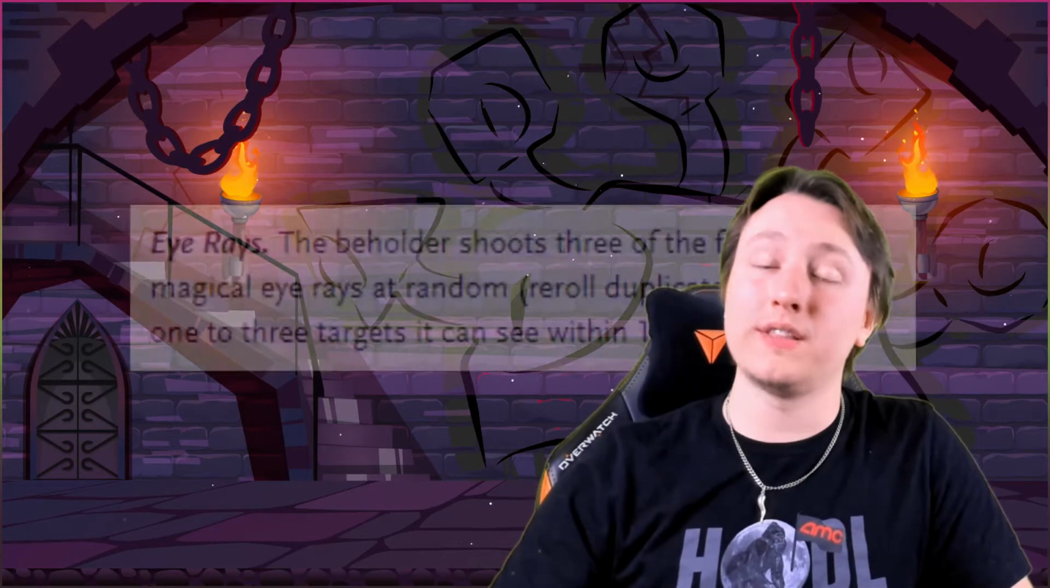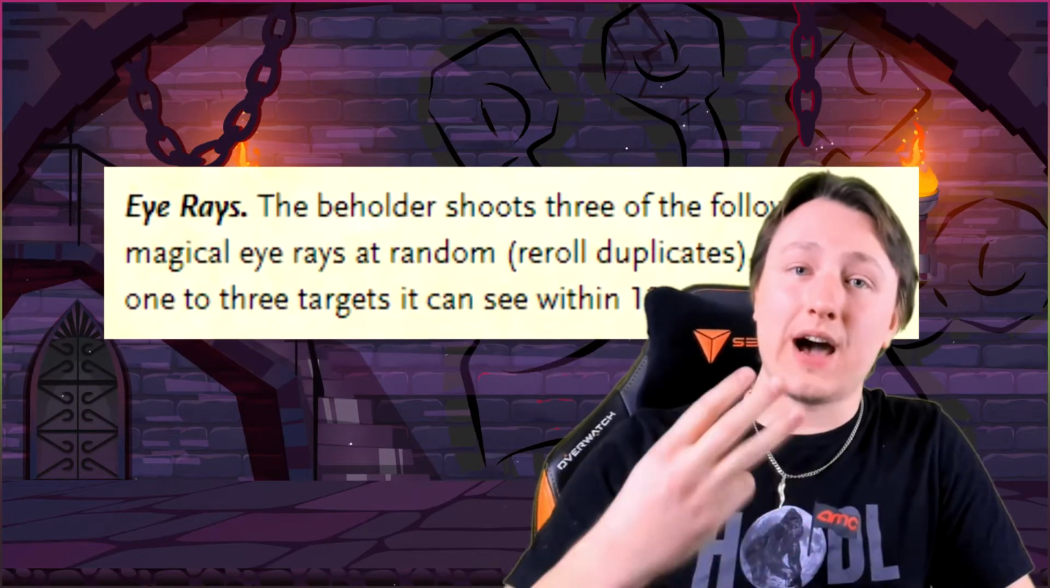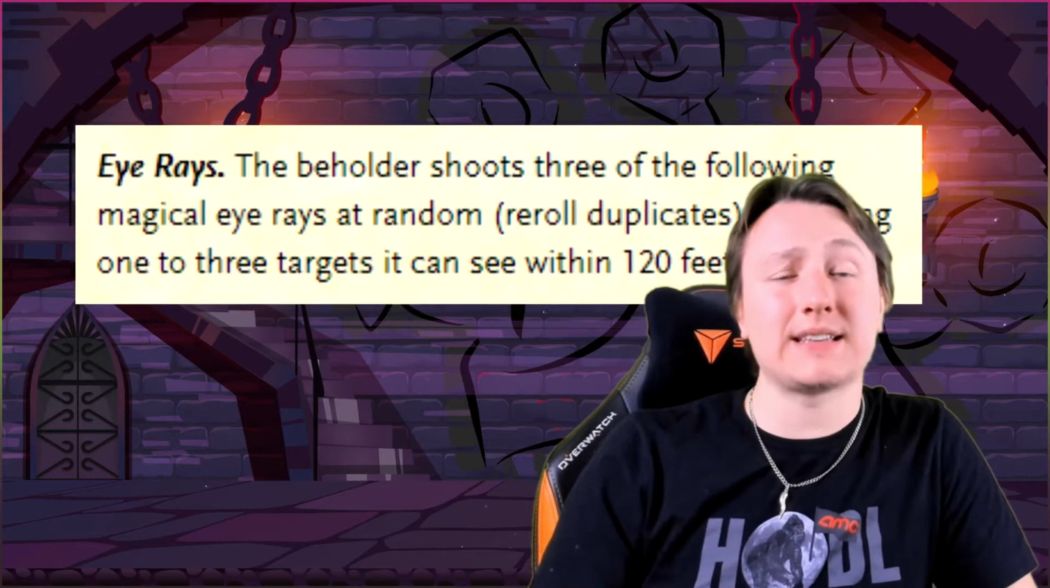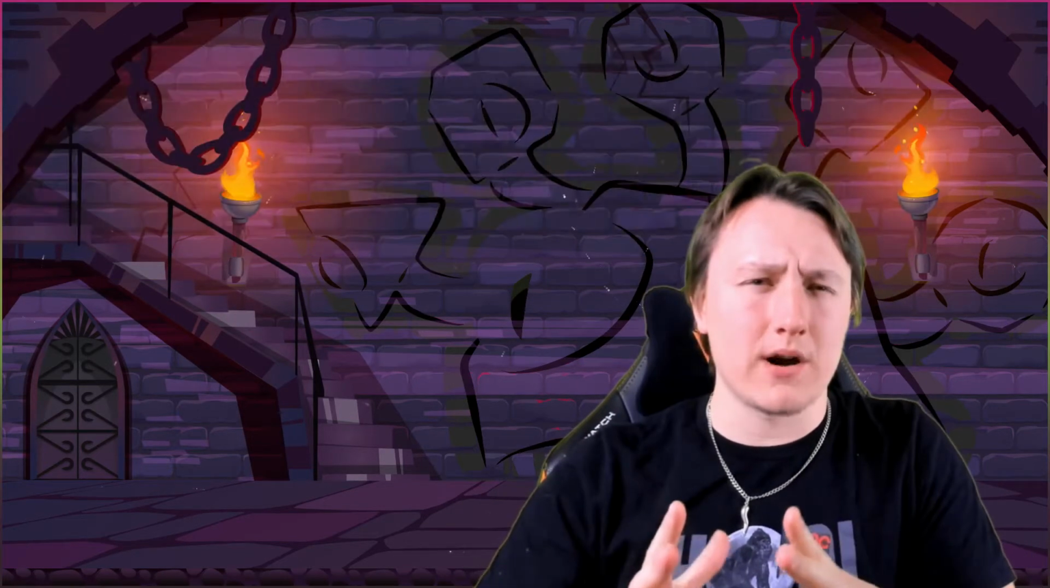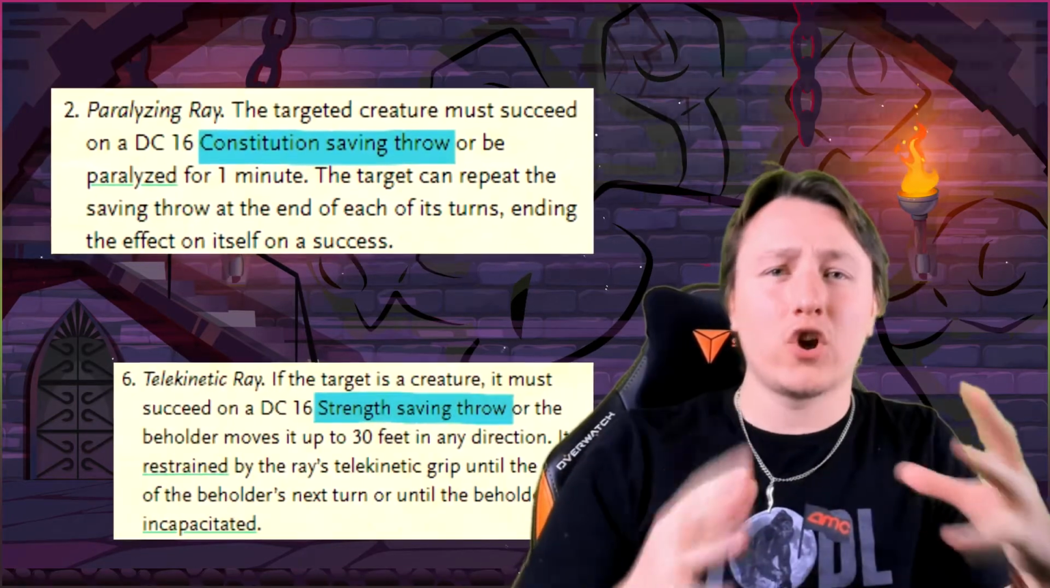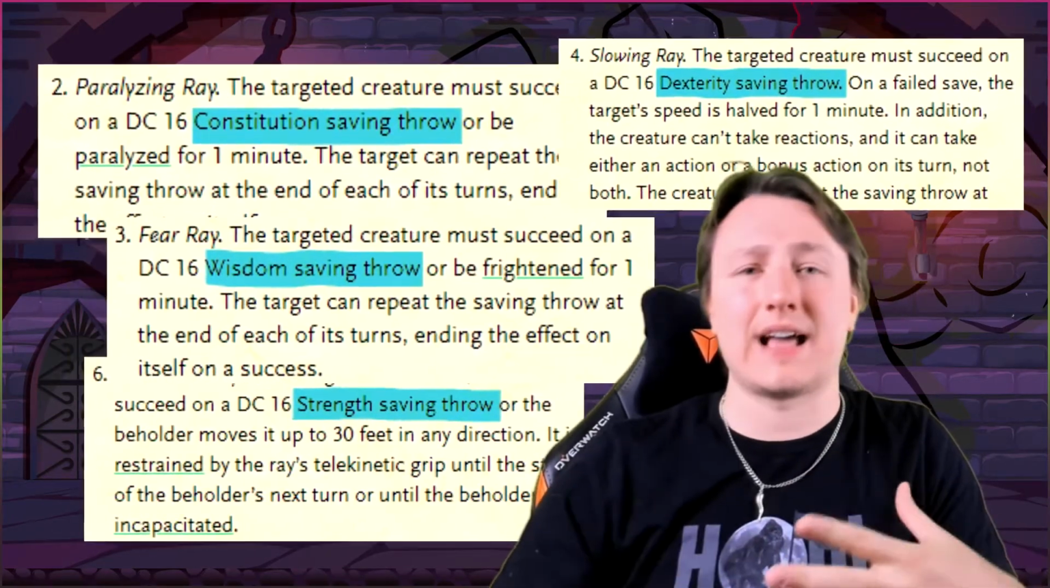The beholder, on the other hand, uses 3 eye rays on its turn, and each ray has a 10% chance of being used at any given point in time. The tricky part about this was that each eye ray utilizes different saving throws, so I had to code those in for every save that the dragon has to make.